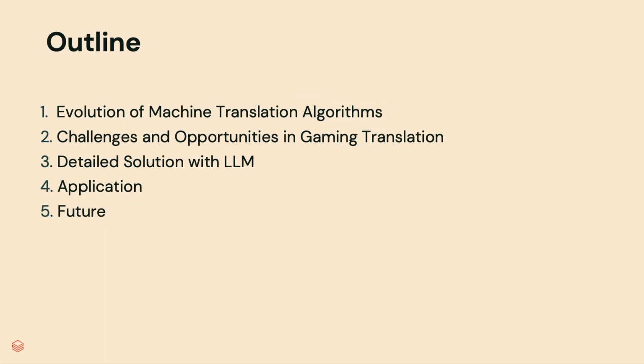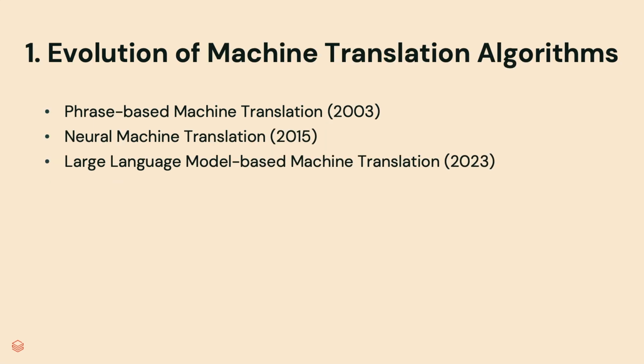So I will first introduce my presentation in 5 parts. At the beginning, I will review the evolution of machine translation algorithms, and then I will introduce our solution and application cases in real gaming products. There are 3 important stages in the history of machine translation algorithms. The first stage is phrase-based algorithms, and after 10 years, when we entered the deep learning era, neural networks became a better option. And then in 2023, large language models brought translation algorithms to a new level.